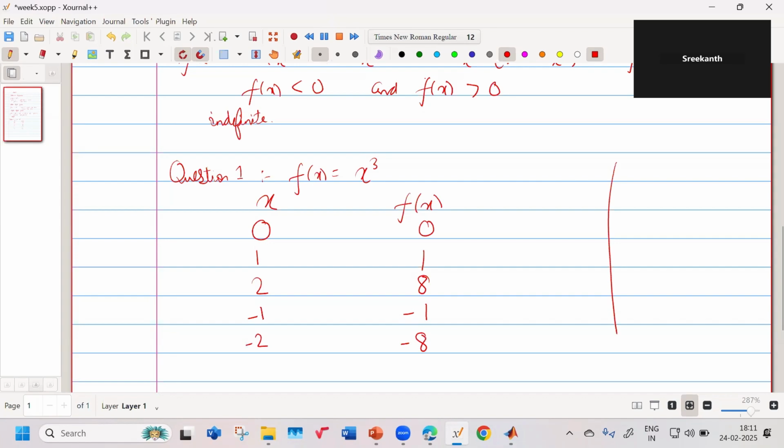If we plot it, this is our x and this is f of x. Let's say this is 0, 1, 2. This is say 1, this is say 8. This point is minus 1, this point is minus 8. This is minus 1, minus 2. It goes through these points, so the curve will go like this.